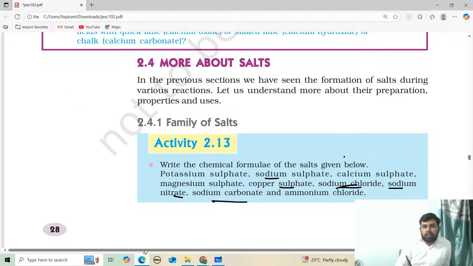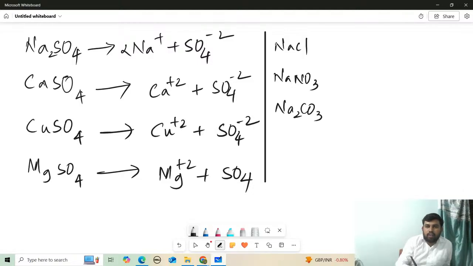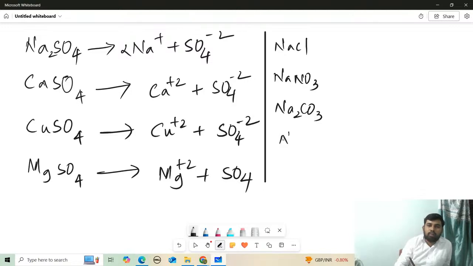Now see, the remaining are there. They given sodium chloride, NaCl; sodium nitrate, NaNO3; and sodium carbonate, Na2CO3. And then ammonium chloride, the formula is NH4Cl. Now see, this contains Na+ ions and Cl- ions.